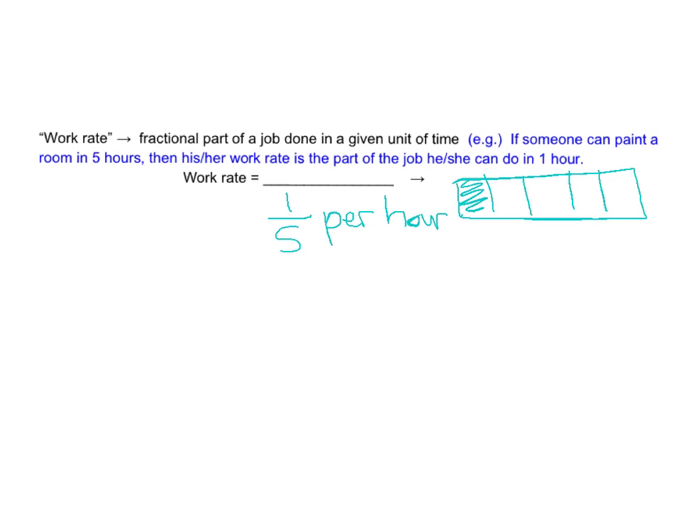And so to finish a job, the sum of the fractional parts of the work done must equal 1. So for this person to finish this job, he or she must work for 5 hours to get the complete job done. So again, 1 represents the complete job being done.